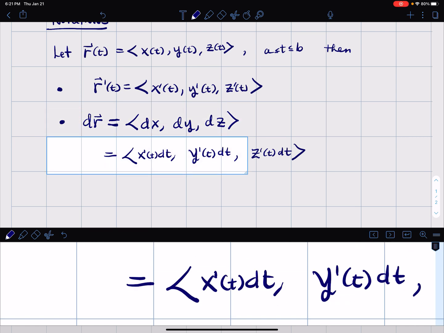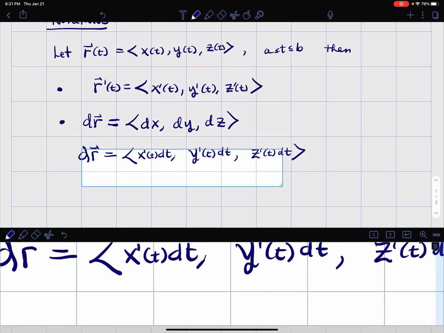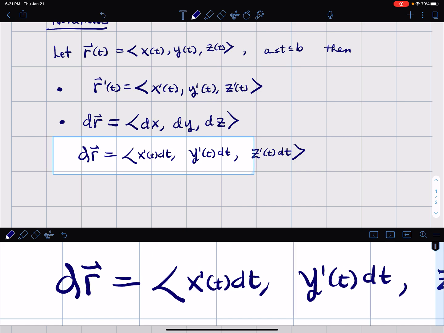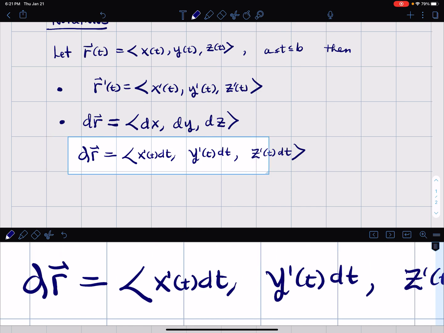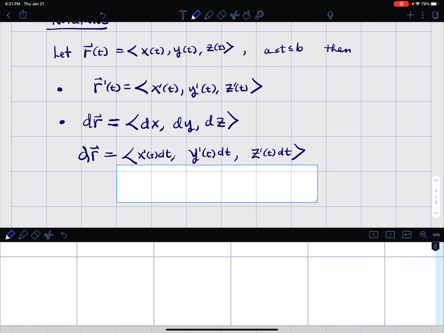This is the main notation I want to actually introduce to you. So whenever I say dr, I mean dx, dy, dz, which is the same thing as x prime of t dt, y prime of t dt, z prime of t dt.